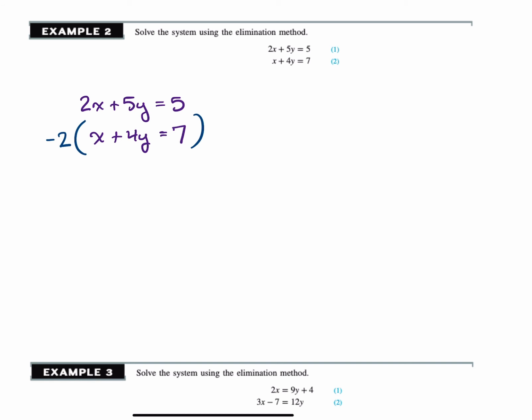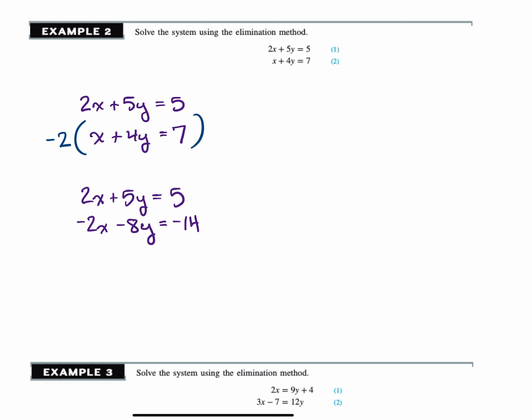So let's rewrite the system. I'll keep the first equation the same: 2x plus 5y equals 5. And then we'll multiply every term in the second equation by negative 2. So I'll get negative 2x minus 8y, because 4 times negative 2 will give us the minus 8. And then we need to do this to the other side also. So 7 times negative 2 will be negative 14. So we've just scaled the second equation by multiplying everything by some number.